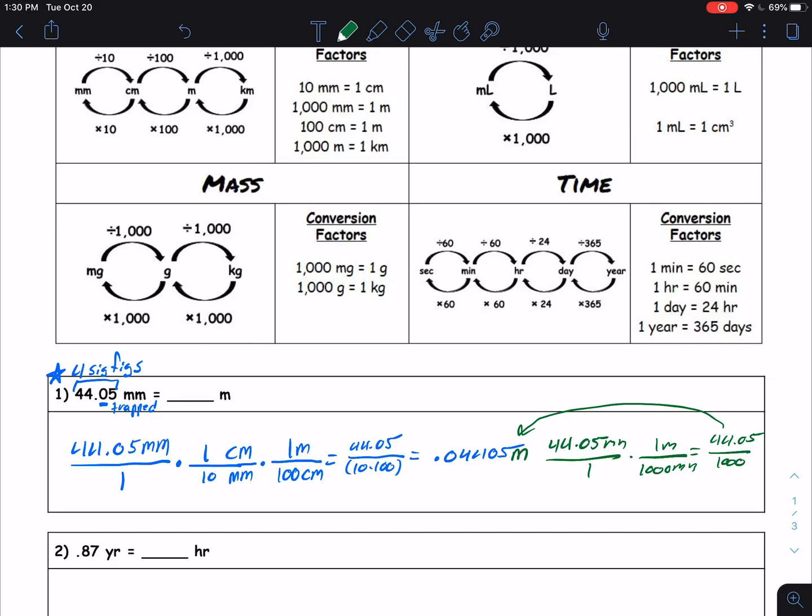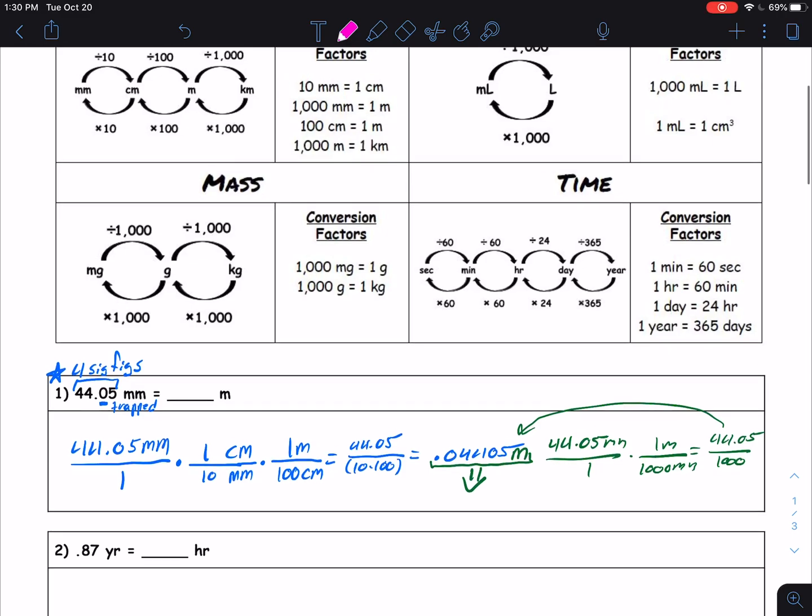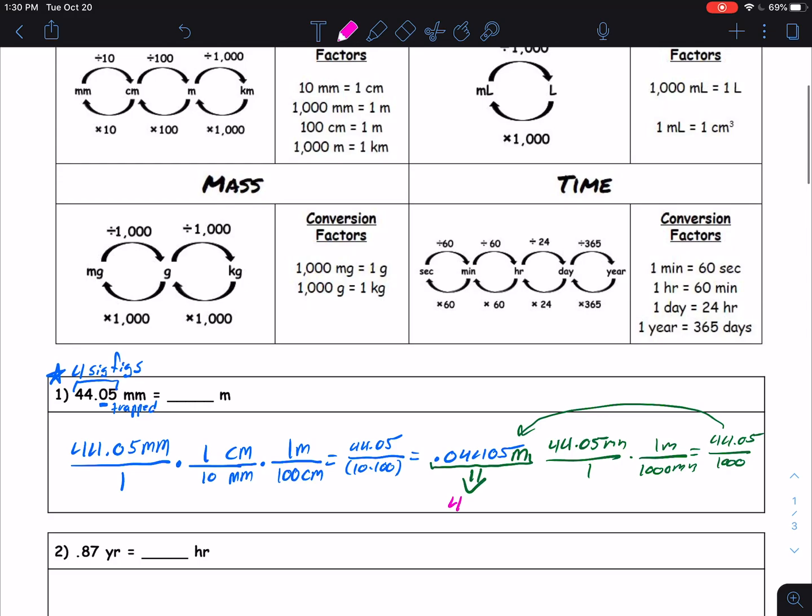So now what I want you to do is turn this into scientific notation. Write that number in scientific notation. When you write it in scientific notation, what you're going to get is 4.405 times 10 to the negative 2 meters.